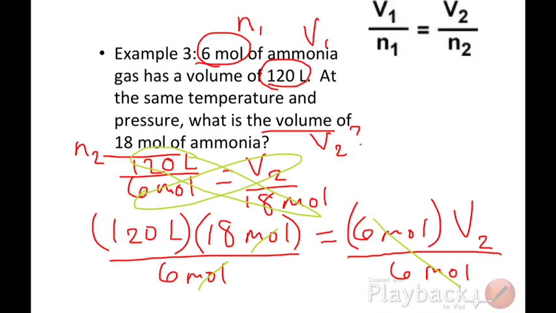120 times 18 divided by 6 equals 360 liters is volume 2.